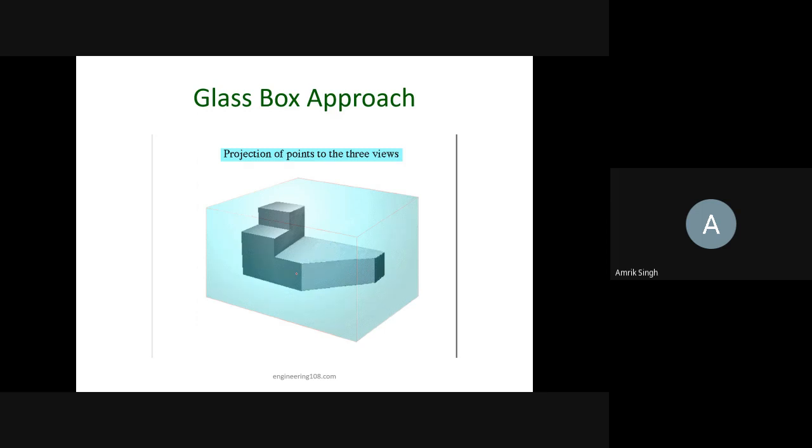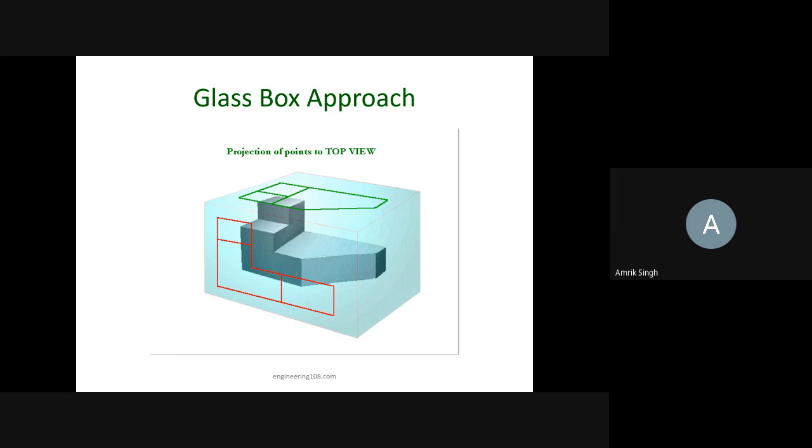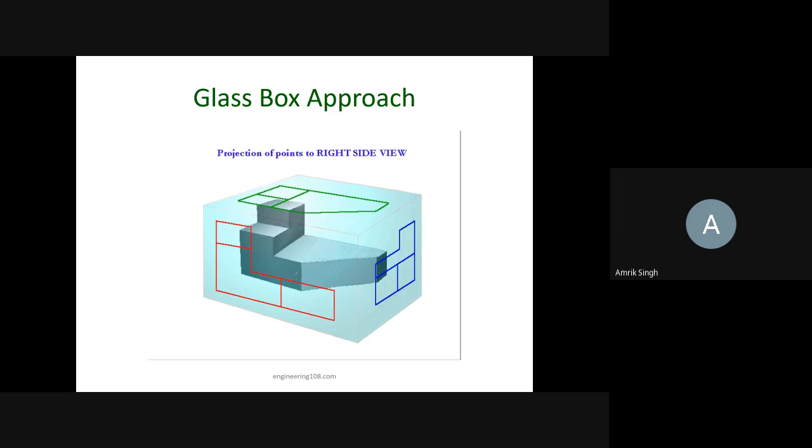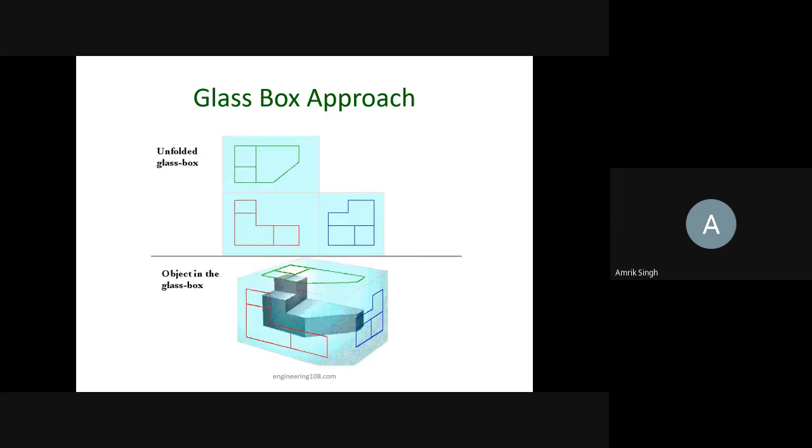A different object is there. You see the projection of a point on the front view, the projection of the point on the top view, and the projection of the point on the right hand side view. If you unfold the glass, it will be like this. If you unfold this glass, we will draw it like this. You see the top view is drawn exactly above the front view, and the right hand side view is drawn exactly beside it. These planes are perpendicular to each other.